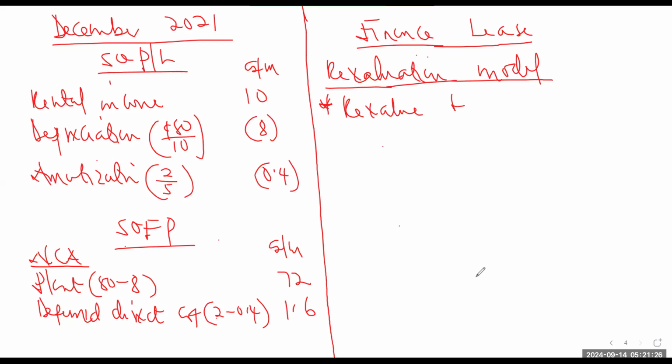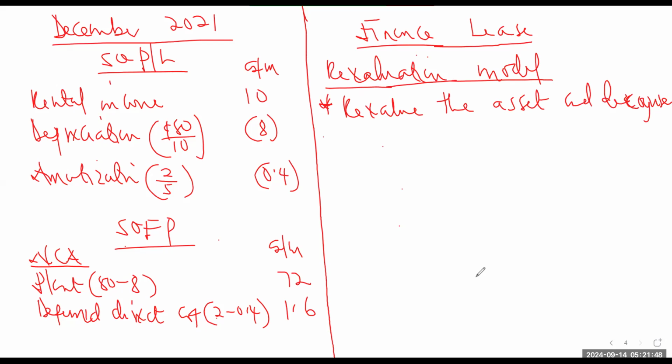Revalue the asset before you de-recognize. So revalue the asset first and de-recognize the asset. So there'll be an issue of revaluation loss or revaluation surplus. Then you remove the assets.